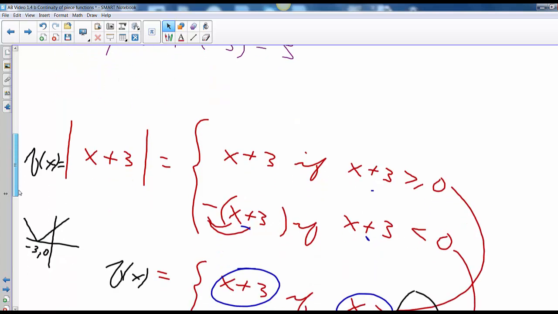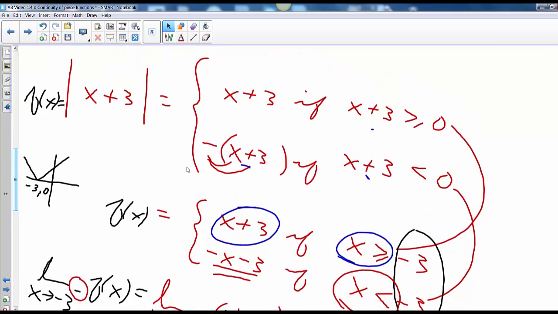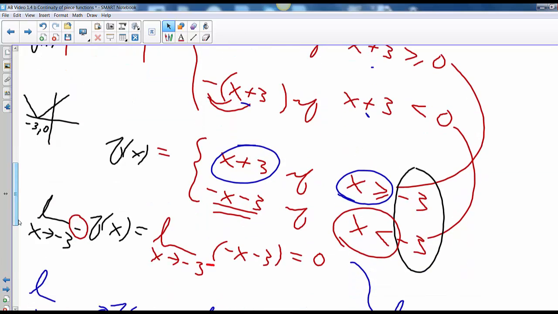Now the thing is, you're not going to leave it like that. What you're going to do here is isolate x in these two inequalities. This becomes if x is greater than or equal to negative 3. This one becomes if x is less than negative 3. Therefore, you could look for the limit as x approaches negative 3 from the left. Now again, trying to decide which piece to use, approaching negative 3 from the left means you're on the left side of negative 3, which means you'll use the bottom function.